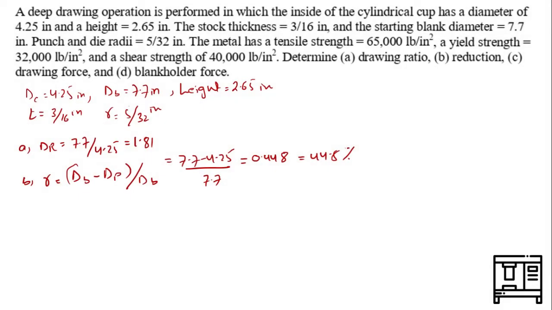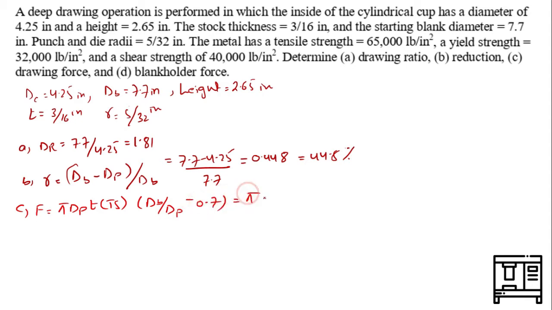Now in part C it says determine the drawing force. As you know, the drawing force is F equals pi into the punch diameter into the stock thickness into the tensile strength of the material, and whole multiplied by dB by dP, that is the drawing ratio, minus 0.7. So just put in the values.